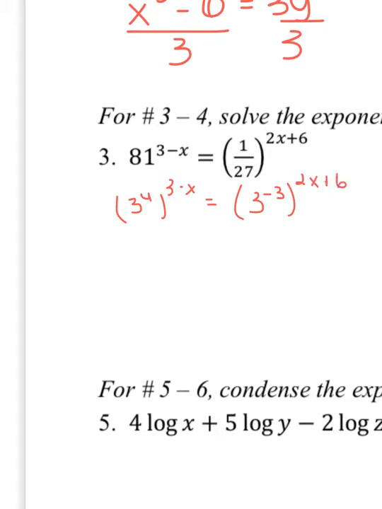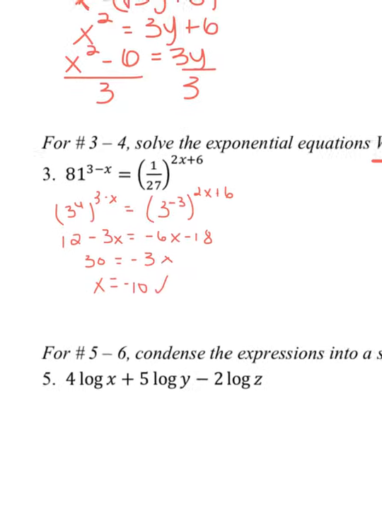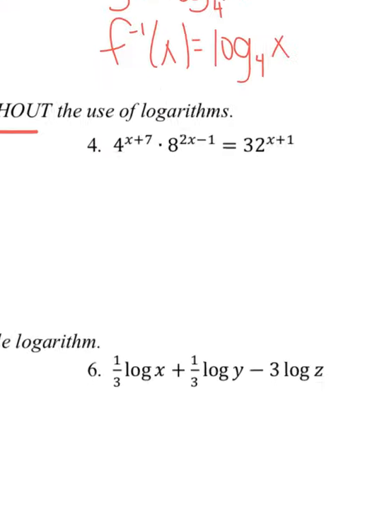So now this equation that I'm going to solve, power to power you would multiply, so this is 12 minus 3x is equal to negative 6x minus 18. This would give me, if I add the 18, 30, and I add the 3x, so 30 equals negative 3x, x is equal to negative 10, I plug it back in, it does in fact work. Same deal with number 4.